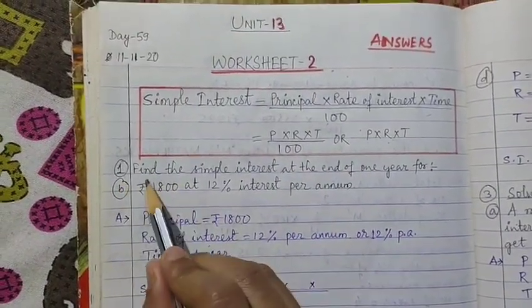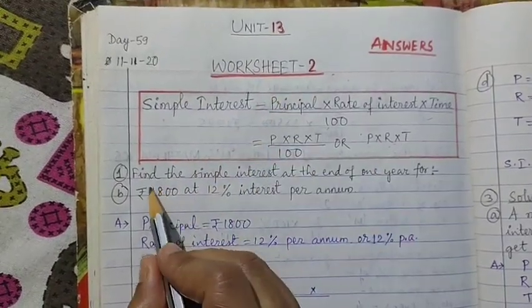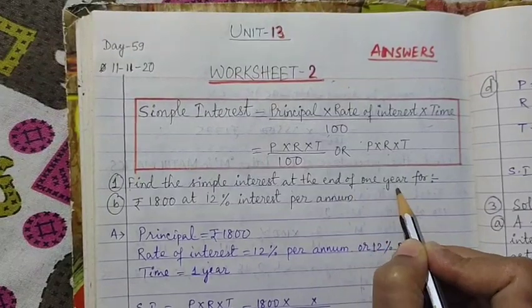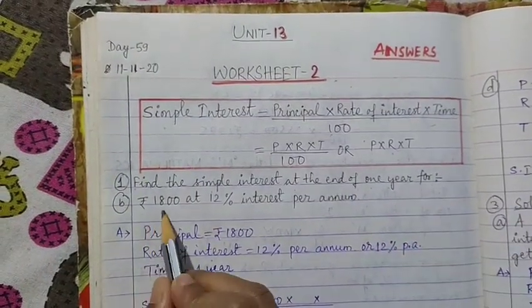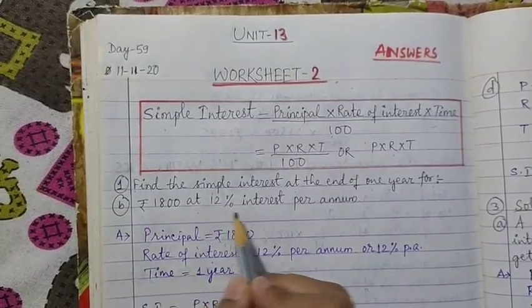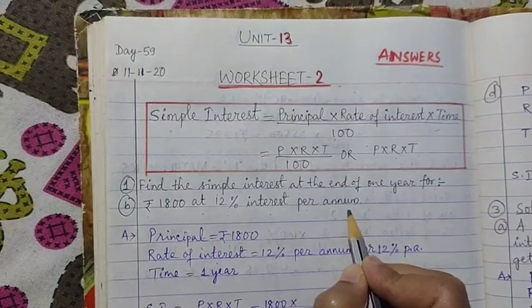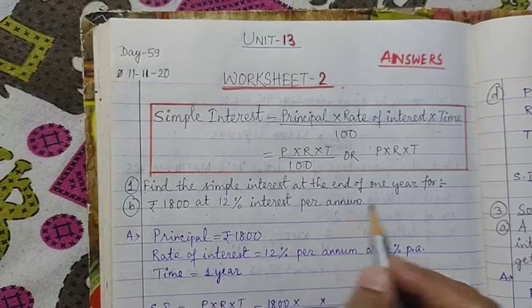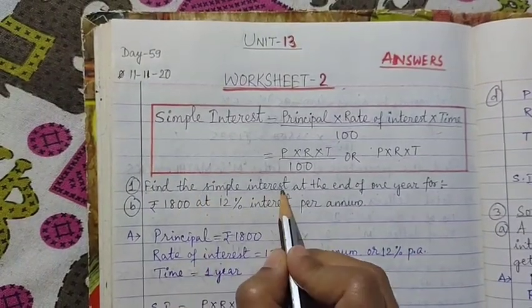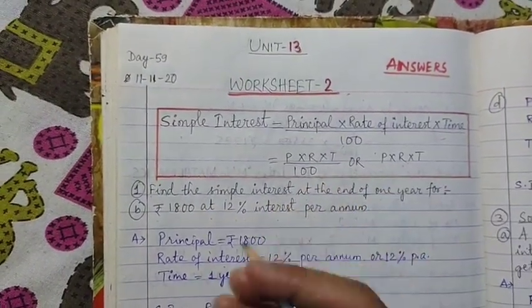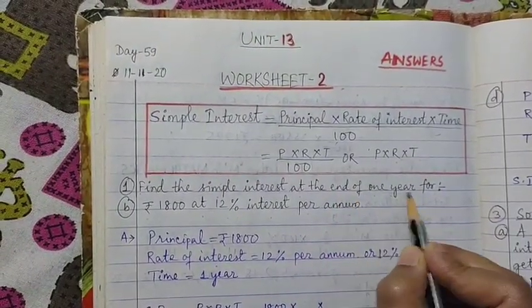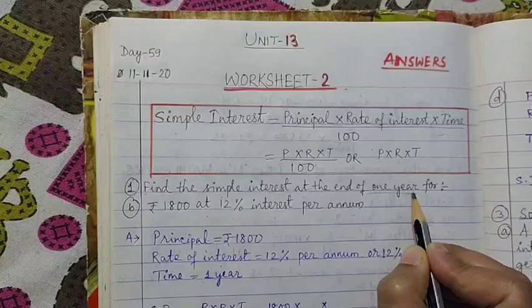Number 1, from worksheet 2, find the simple interest at the end of 1 year for rupees 1800 at 12% interest per annum. You see, rate of interest is always written as per annum. So here you have to find the simple interest. Now you have to see which are given to you. At the end of 1 year means एक साल बाद, time period is given, so time is 1 year.